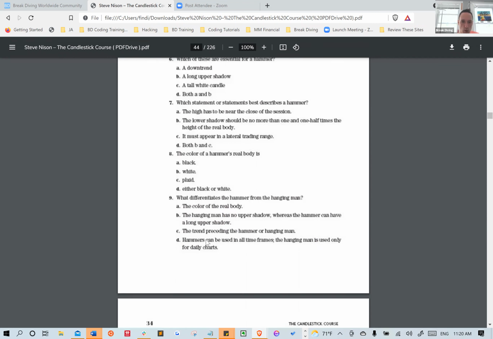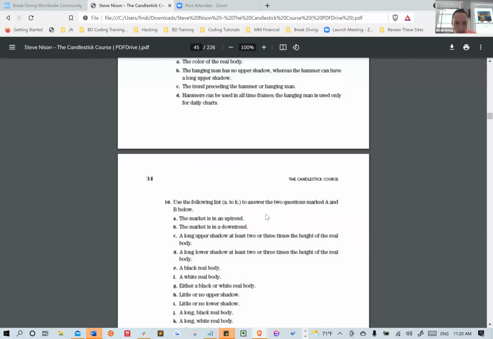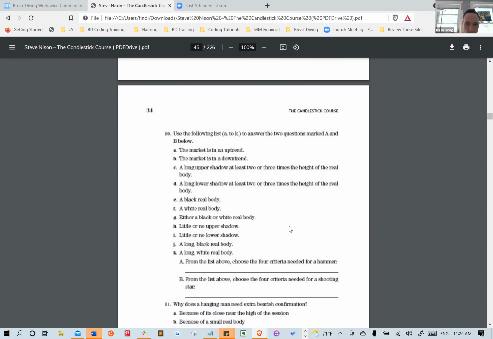What differentiates the hammer from the hanging man is the position of the shadow. No, it's whether it's an uptrend or downtrend, right? The trend. Yeah. Let's see where that is. Oh, the trend. Yep. Great. Use the following list to answer the 2 questions marked A and B below.